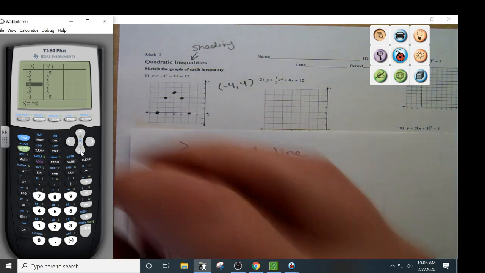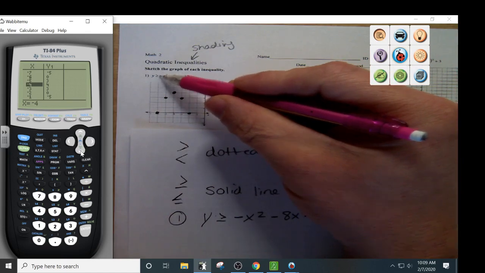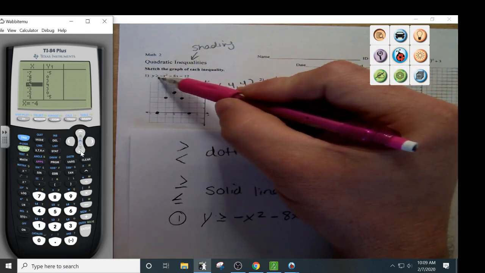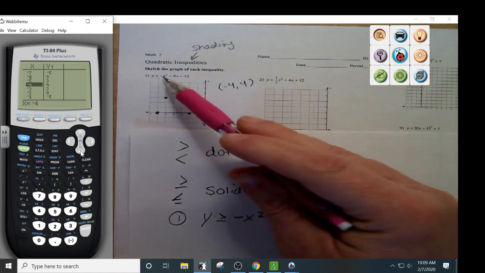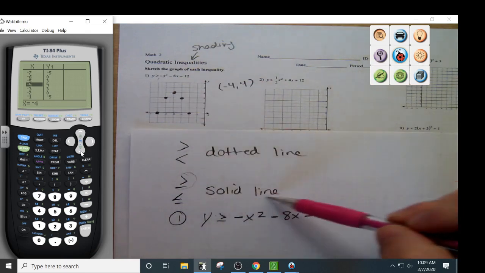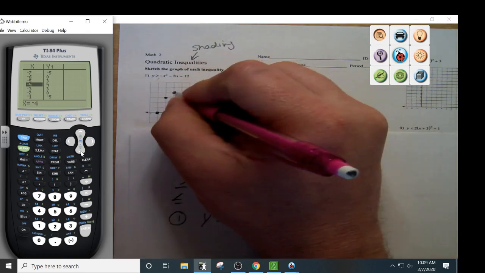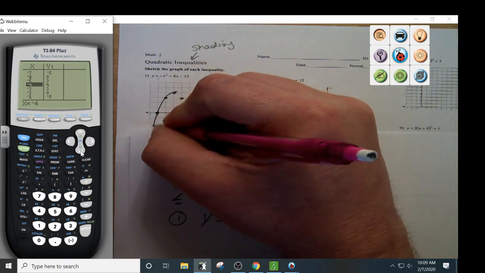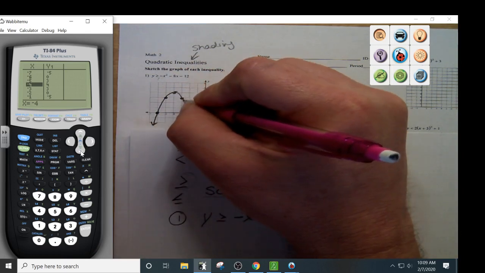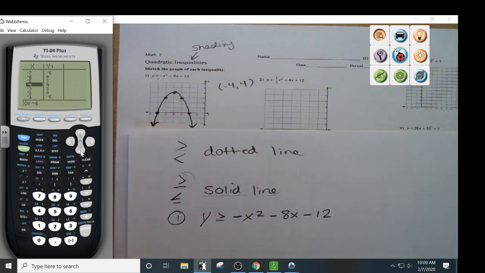All right, so now before you make your parabola, look here, guys. Now look, this thing is a greater than or equal to. So that's this guy right here. So you know that your parabola is going to be solid. So just make it solid. The only reason it makes it solid is because it's equal to. That means it is included in your set. That's what it means.